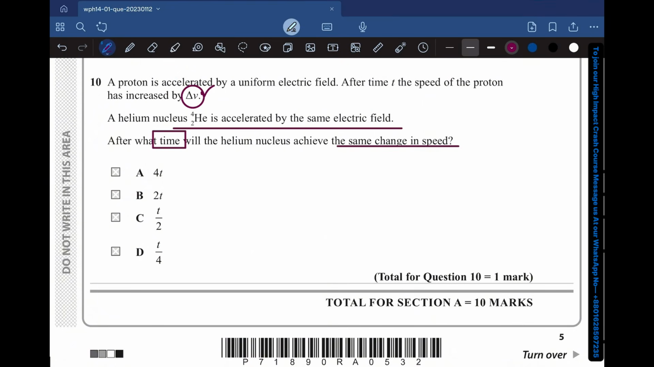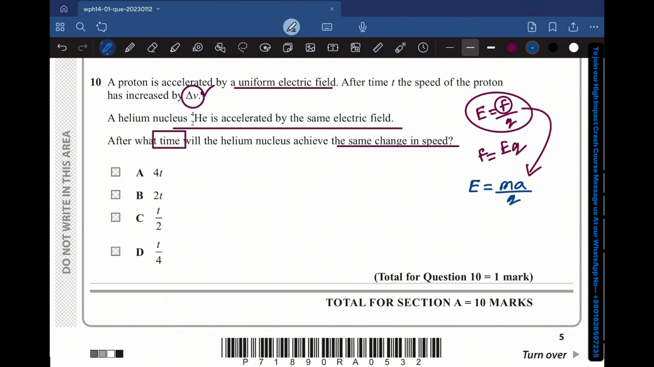Now let's talk about the uniform electric field. As they have given us the uniform electric field, we know the formula of electric field strength is force per unit charge. So force is equal to electric field strength times charge. The force is mass into acceleration, so we can write E is equal to mass into acceleration divided by the charge. And acceleration is del v by t, the change in velocity divided by the time taken. So E is equal to m into del v by t, divided by the charge.